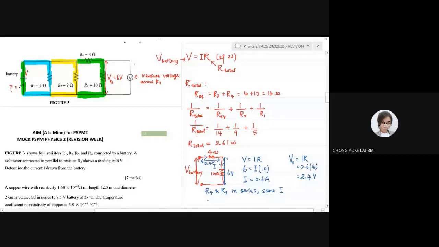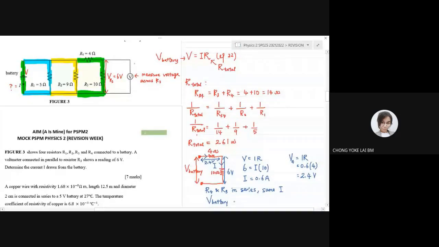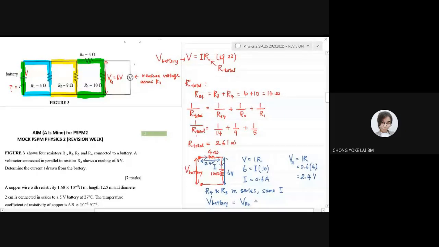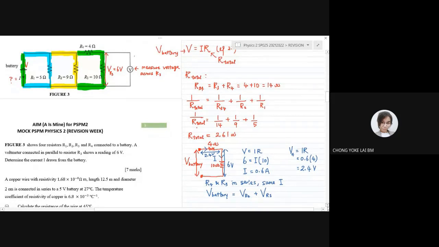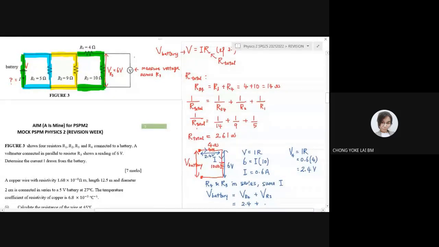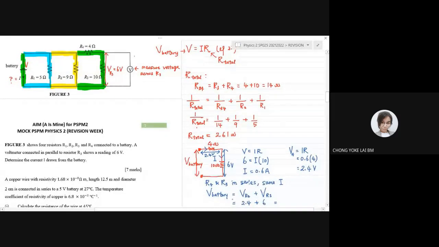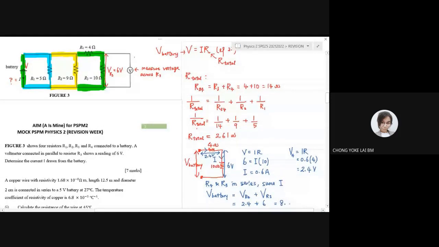Dari situ kita bolehlah cari voltage of the battery. So, the voltage of the battery will be the voltage across R4 plus the voltage across R3. Recall concept dalam direct current circuit. Untuk resistor connect in series, their voltage will be divided. So kita dapat 2.4 plus 6. So the voltage of the battery will be 8.4 volt.